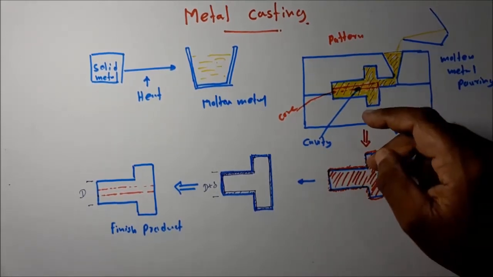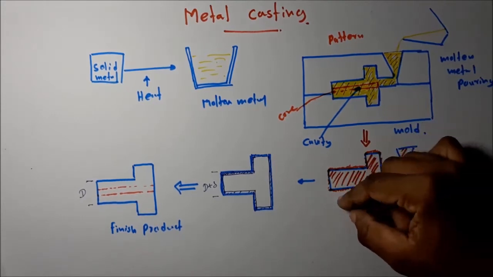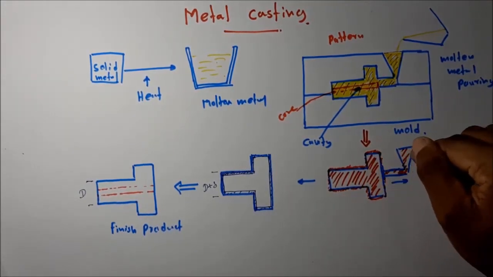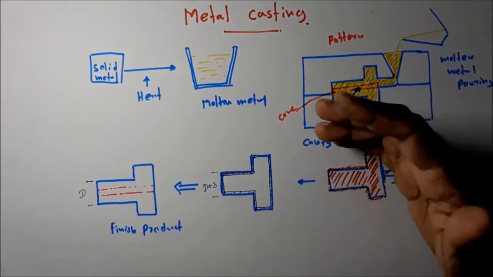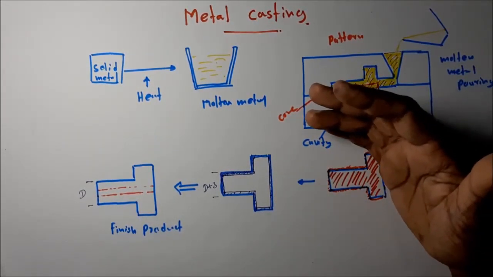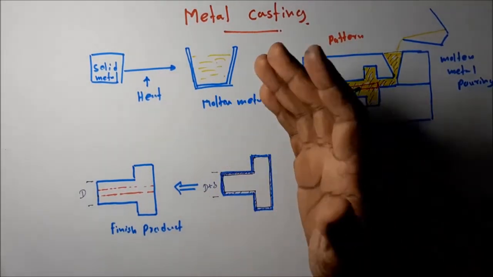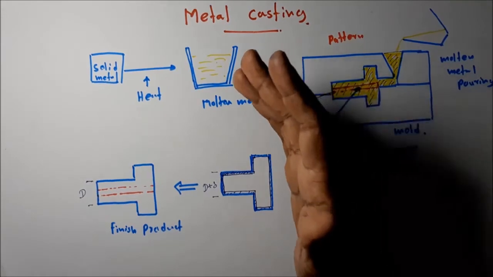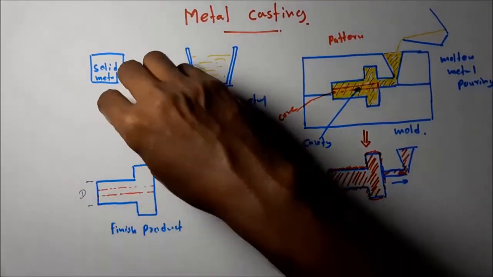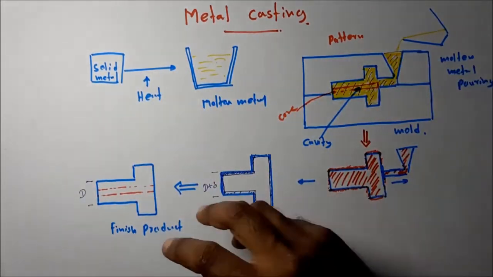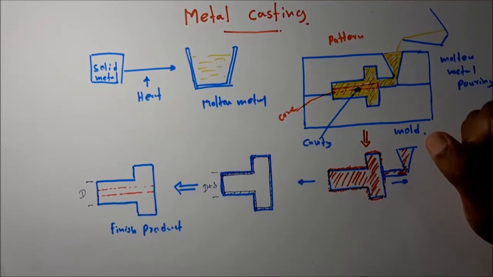Then the grinding and parting off operations. That means removing impurities attached to these surfaces, and also removing the runner system and the risers attached to this component, is another unit operation. Then machining operations to get the final dimensions and the surface finish, another set of unit operations is needed. Actually this casting process is a combination of various unit operations.